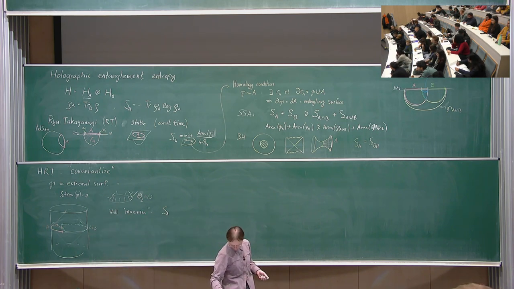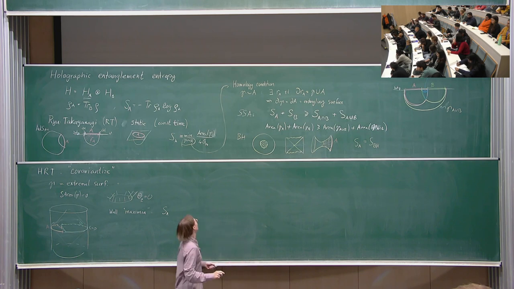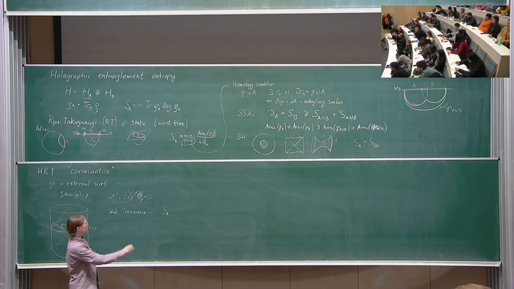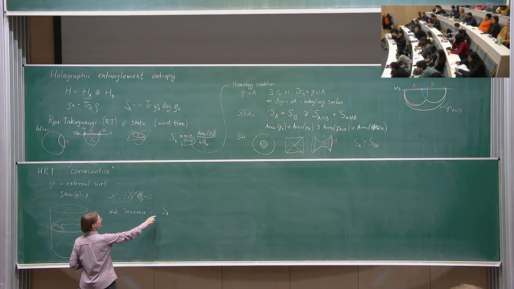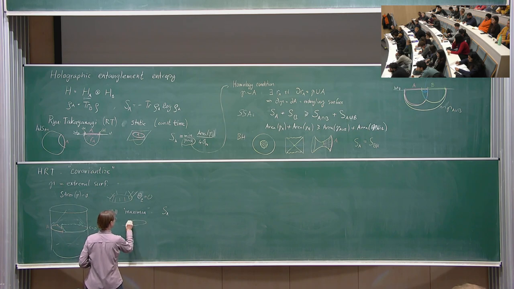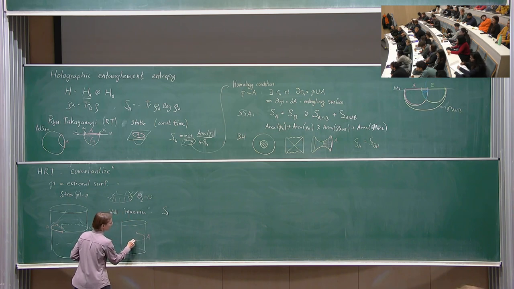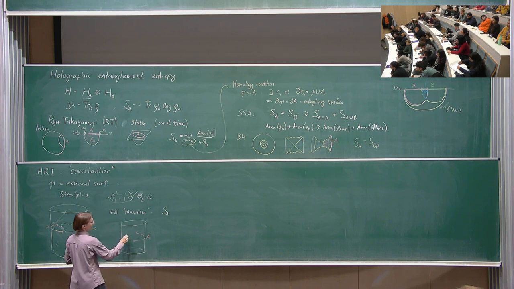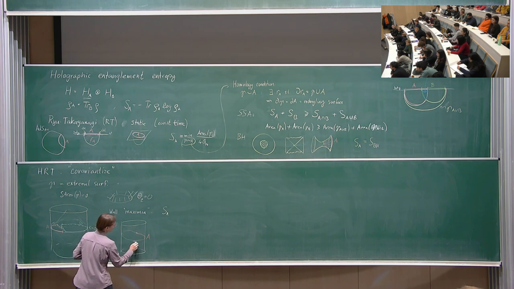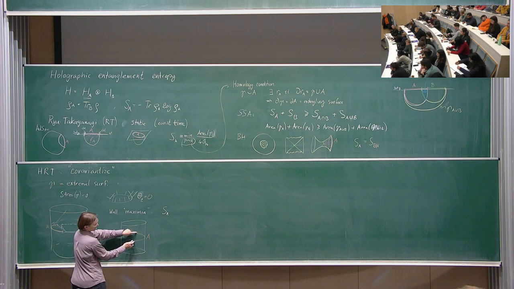To define the entanglement entropy, you take your entangling surface. Okay, let me draw A from this side. You take your entangling surface, and you consider a Cauchy slice that contains the region A. In the end, all that really matters is the entangling surface, or rather the domain of dependence of A, rather than where A is located on the boundary.